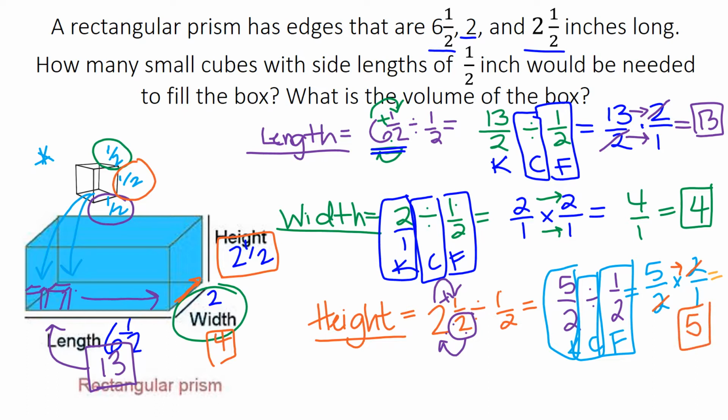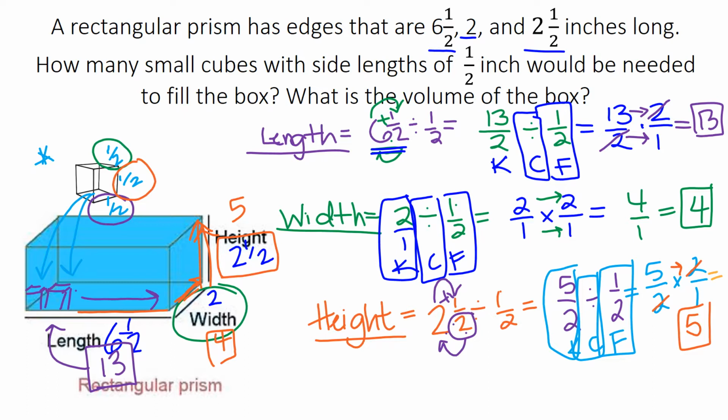So what does that number tell us? That tells us we can put 5 cubes going up our rectangular prism. So in this question, it says, how many small cubes with side lengths would you need to fill the box? Well, you would have to have 13, 4, and 2.5.